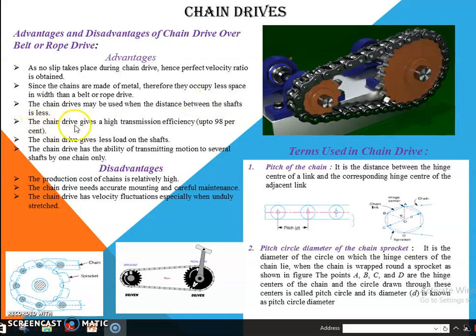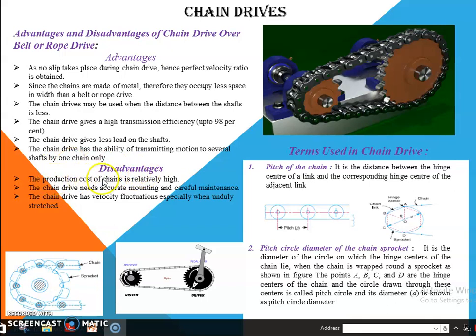The chain drive gives a high transmission efficiency up to 98%. The chain drive gives less load on the shafts. The chain drive has the ability of transmitting motion to several shafts by a single chain only.